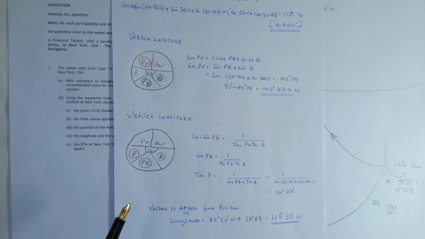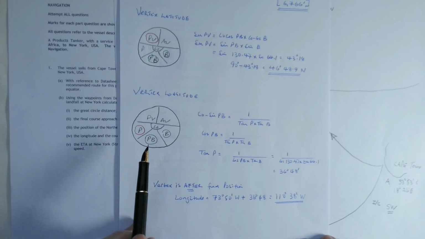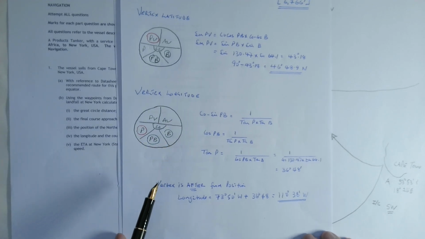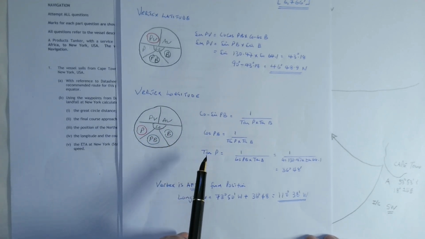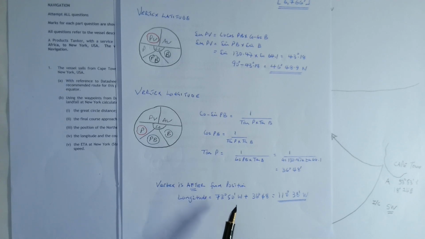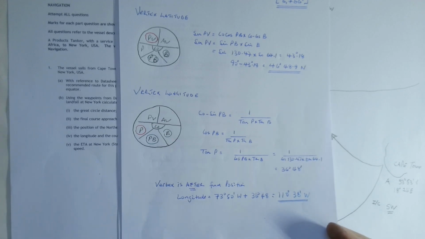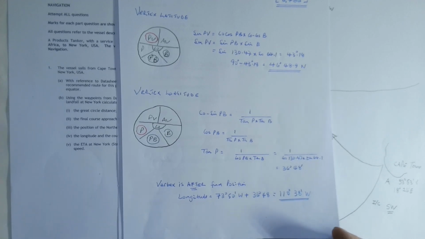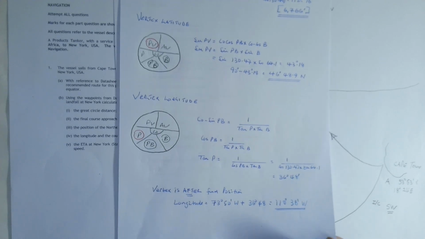The longitude, again, we'll use PB and B that we know when we find P, and I've gone through the different steps there to get the value, and vertex is after the final position, so the longitude will be 73°50' west plus the value of 36°48'. So the course there indicates to us where the vertex is, and you can see it's after our final position.